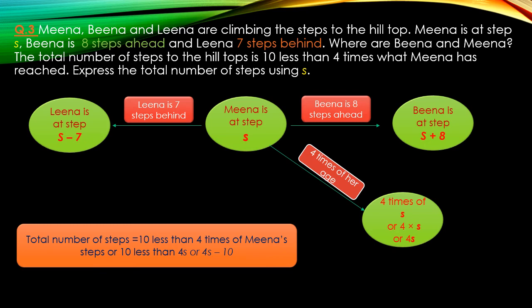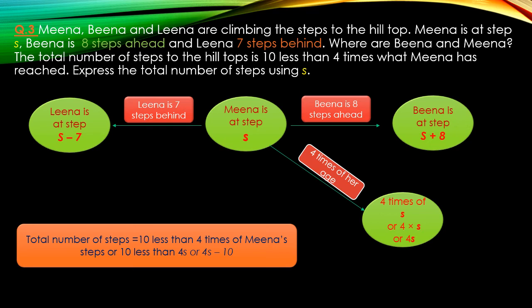Now see the diagrammatical view of this question. So Meena is at step S. See in the center, an oval in green. Meena is at step S. Now to the right of that, Beena is 8 steps ahead. So Beena is at S plus 8 steps. And to the left of this, Leena is 7 steps behind. Leena is at S minus 7. So behind means you have to subtract. Ahead means you have to add.